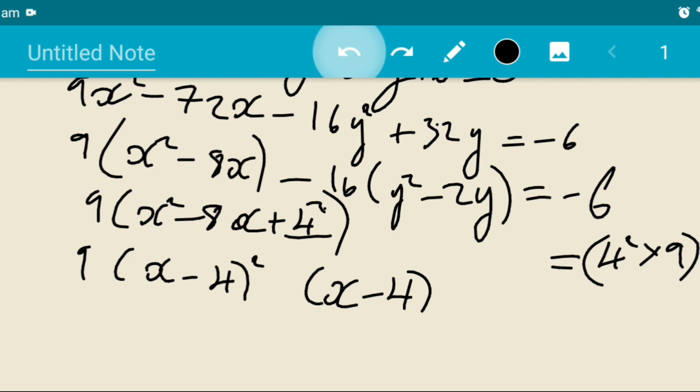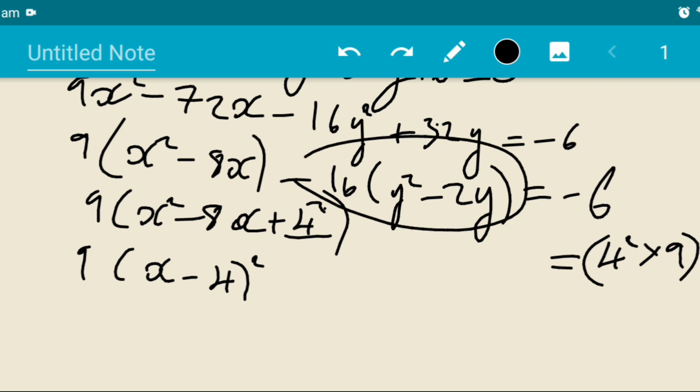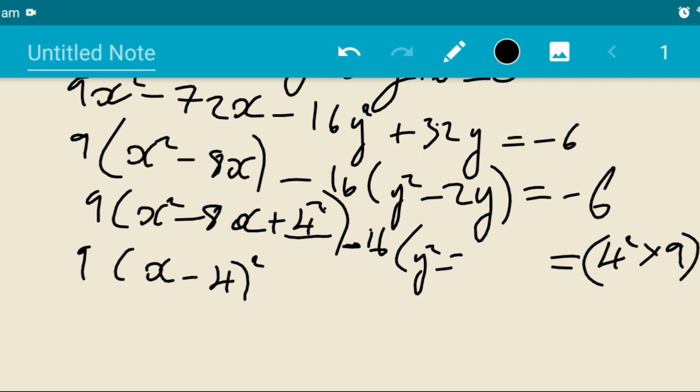So we're done with the x. Let's now deal with the y. This here is minus 16, or negative 16, same thing. So negative 16 there. Then we open brackets and say y squared minus 2y, plus, we leave some space, then we close.